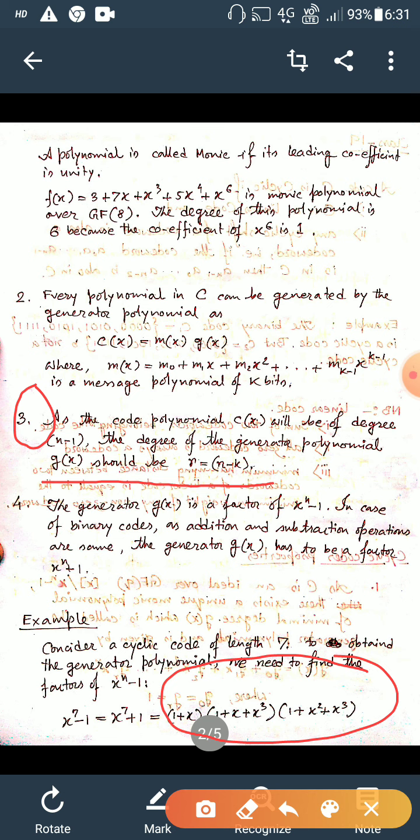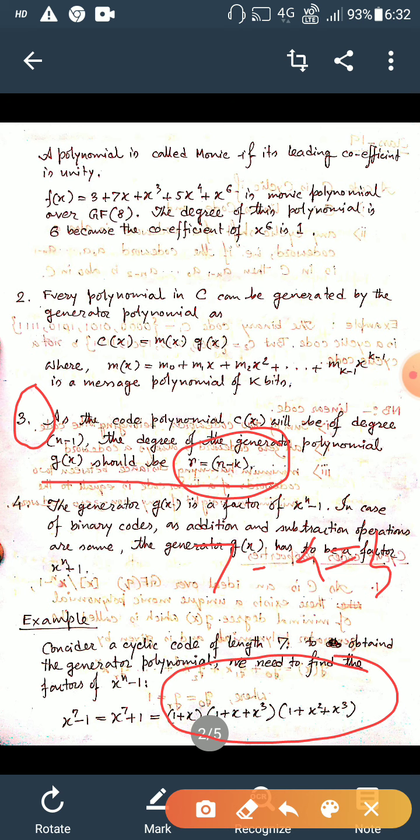So if n is given as 7 and the message is 4, that is k equal to 4, then the r value will be 7 minus 4, so this will be 3. You have to check which factor has the highest degree, which is 3, and obviously that one will be a monic polynomial also.